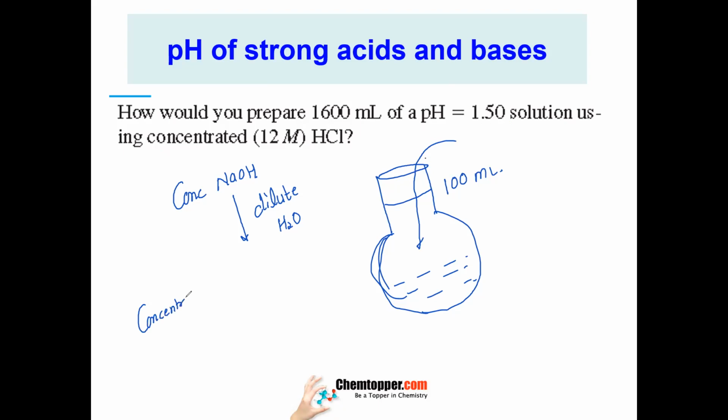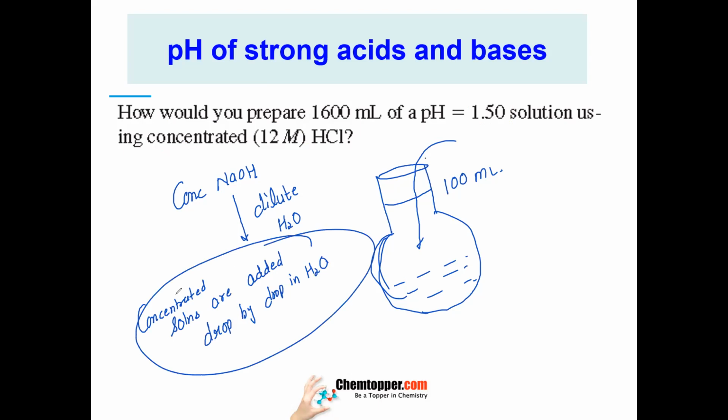Concentrated solutions, any base, any acid, any chemical, concentrated solutions are added drop by drop in water as a precaution. You are not going to take concentrated solution and try to add water into it, the concentrated solution will jump out. So take concentrated drop by drop, add it in water. Write down this line, children. It's a lab precaution which generally we are doing with acids and bases. Okay, so moving on.